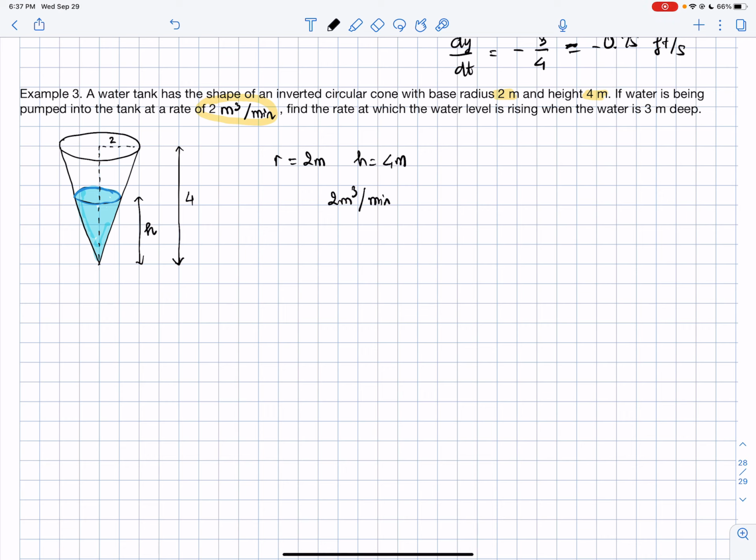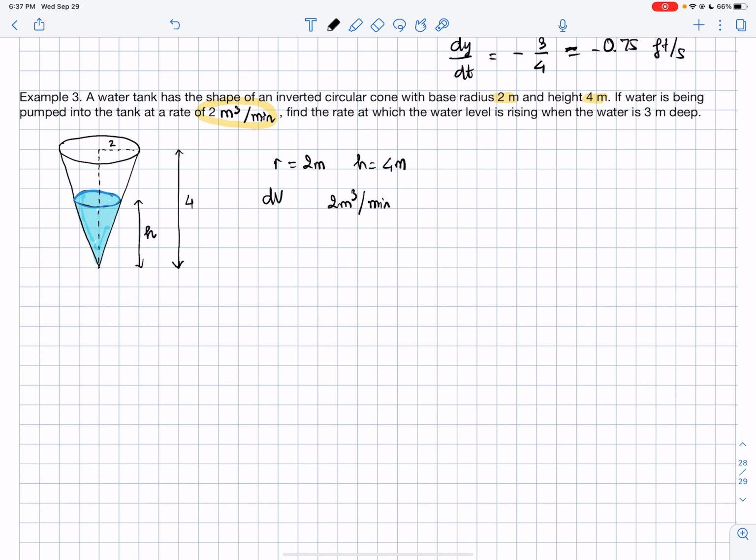The meaning of this is that the cube unit is for the volume. So the volume changes when the time changes. With more time, we will get more water in the tank. So this is the change in volume with respect to the time change, that is dV over dt.